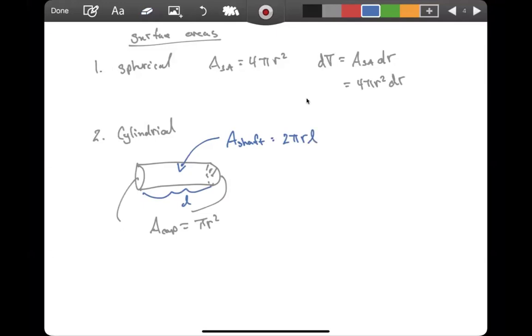Okay. So here it just depends on the direction of the electric field. If the direction of the electric field is parallel to the axis here, then you would use the end caps. If it is perpendicular in this direction, where this is the direction of dA, because remember dA always points outward, perpendicular to the surface, then you would use the shaft. So in this case, again, it's going to depend on what it is that I'm doing.